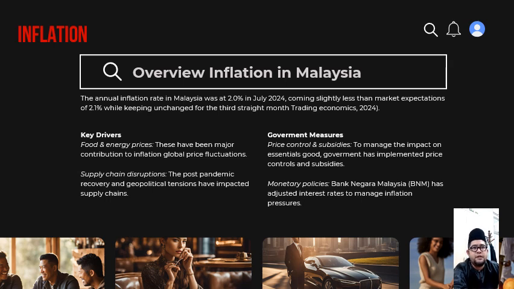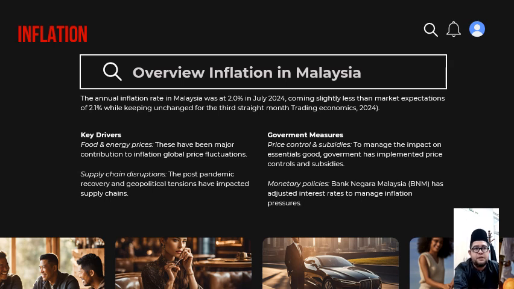The annual inflation rate in Malaysia was 2.0% in July 2024, slightly less than the market expectation of 2.1%, while remaining unchanged for the third straight month, according to Trading Economics and the Economic Forum 2024.